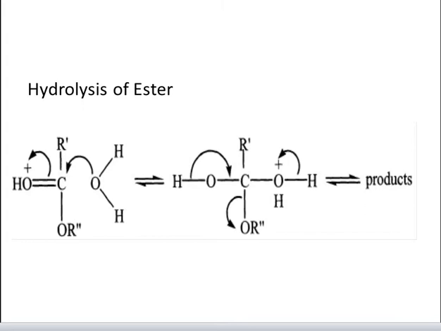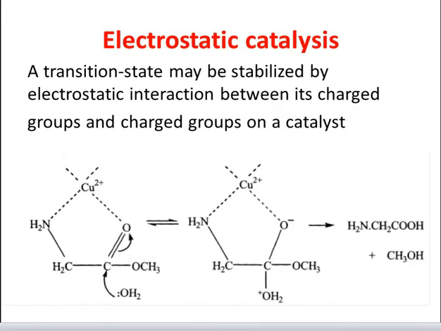The second type of mechanism of catalysis is electrostatic catalysis. A transition state may be stabilized by electrostatic interaction between its charged groups and charged groups on catalysts. Thus, the positive charge on a carbonium ion can be stabilized by interaction with a negatively charged carboxylate ion. Similarly, the negative charge on an oxygen can be stabilized by a positively charged metal ion.